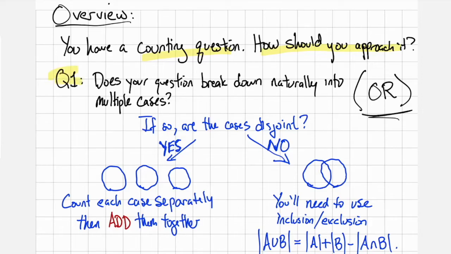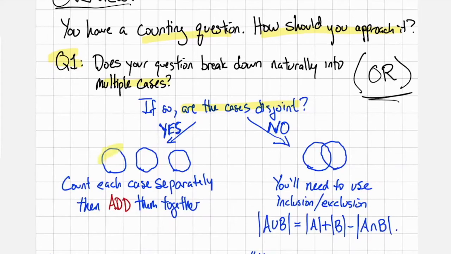First question. Does your question break down naturally into multiple cases? If it does, you'll need to ask a second question, which is, are these cases disjoint? If you have multiple cases and they're all disjoint, use the additive principle to count each case separately and then add the answers together.